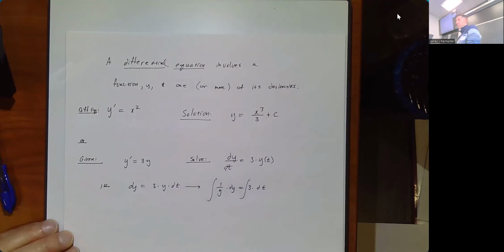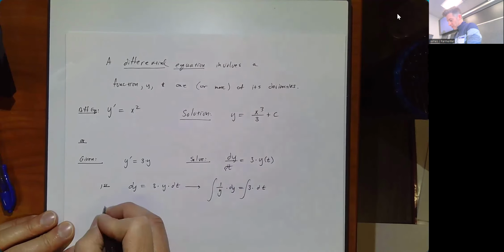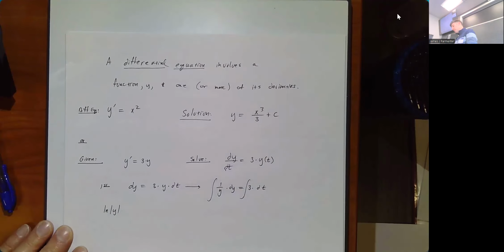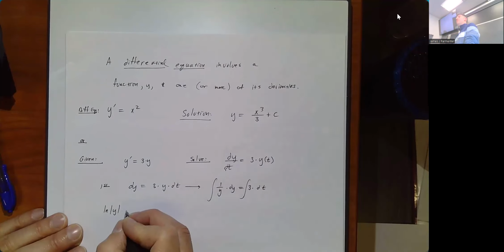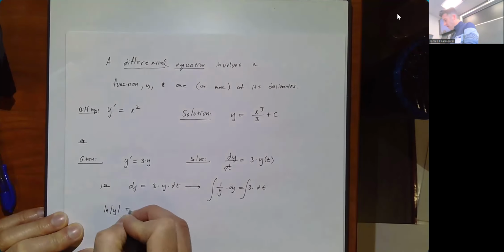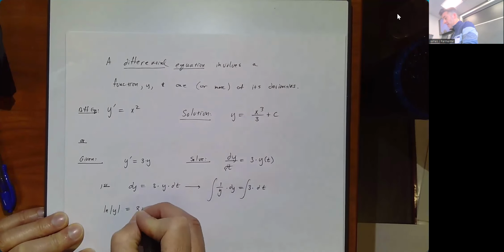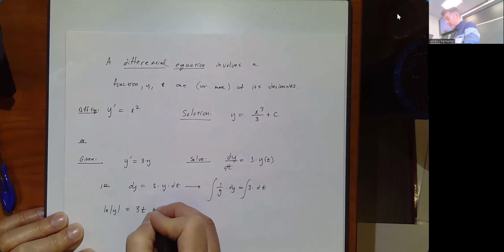And then we're going to say, oh, the integral of 1 over y is the natural log of the absolute value of y. I'm going to keep the absolute value for now, but I'm going to tell you, for the most part, you can really just drop it. And you'll see why in a second here. Pun intended. All right, okay. So the antiderivative of 3 is 3t plus a constant.